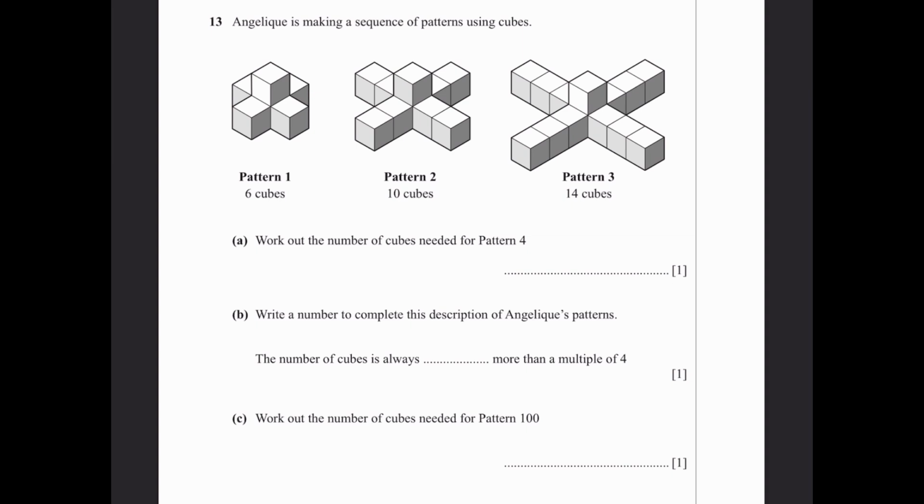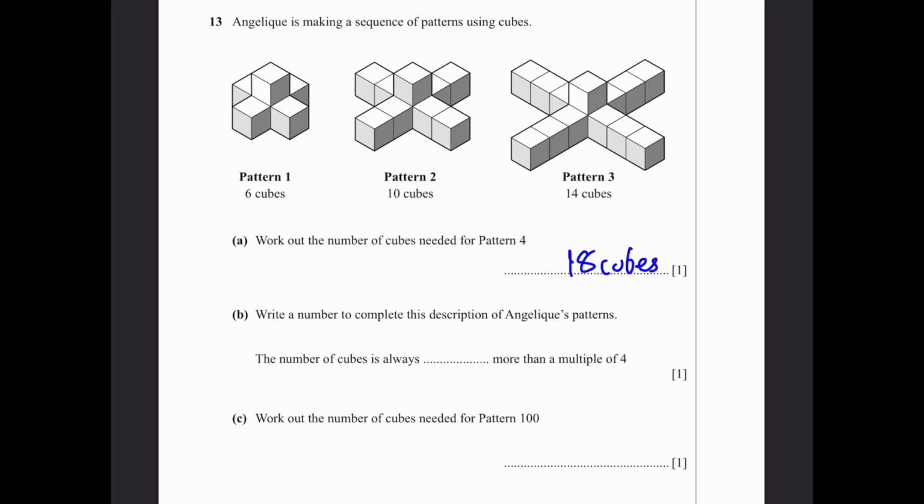Question 13. Angelique is making a sequence of patterns using cubes. Pattern 1 has 6 cubes, pattern 2 has 10 cubes, pattern 3 has 14 cubes, etc. A. Work out the number of cubes needed for pattern 4. So the first one, there are 6 cubes. When you count it, it only looks like 5, but there's actually one under this. So 6. The next one has 10, because we add 4 to get 10. Now we add 4 and we get 14, which is the next one. Therefore, to get pattern 4, we need to add another 4. It's equal to 18 cubes.